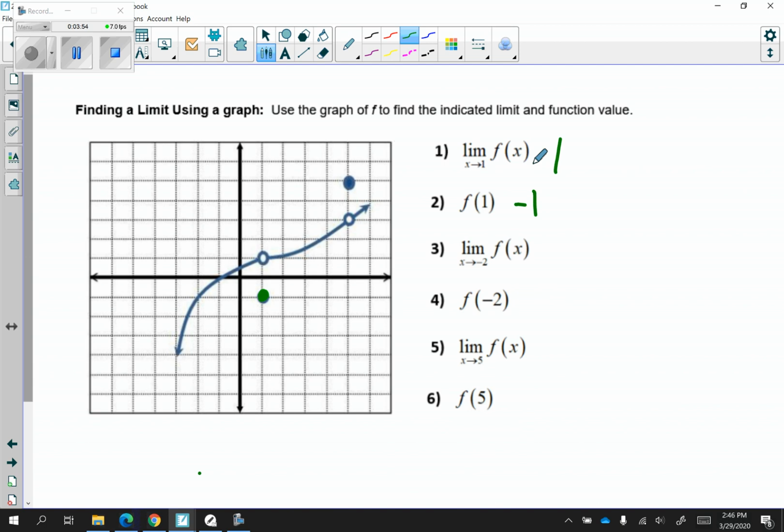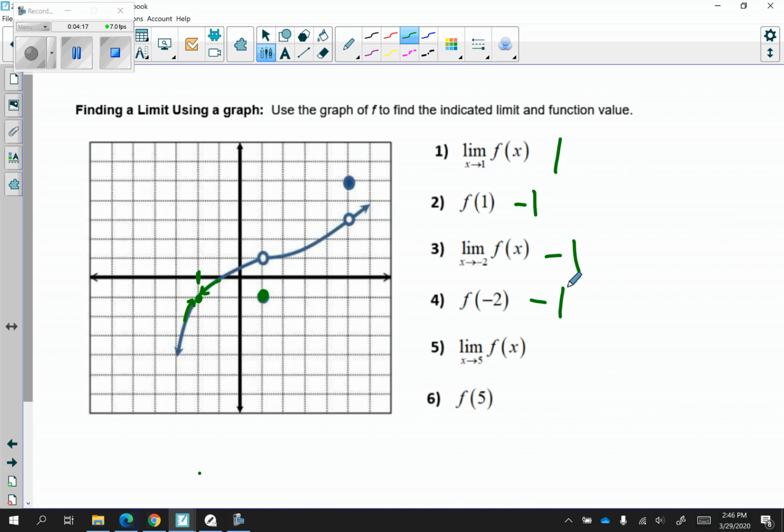Next, let's look at the limit as x approaches negative 2 of f of x. Here's negative 2. From the left and from the right, it seems to be approaching negative 1. If I substitute a negative 2 into my function, I would also get negative 1. It's a closed circle at negative 2.